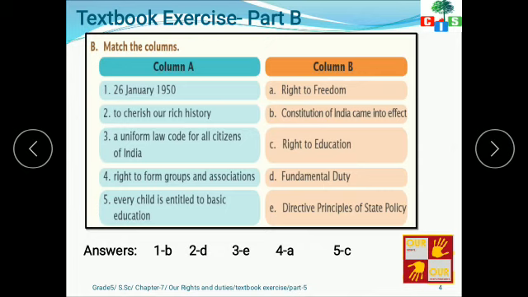The answers are: first is B, that is Constitution of India came into effect. Second is D, which is fundamental duty. Third again it is E, directive principles of state policy. Fourth is A, that is right to freedom, and fifth is C, right to education. So this also, students, you have to do in your textbook only. Okay, now move to the next.